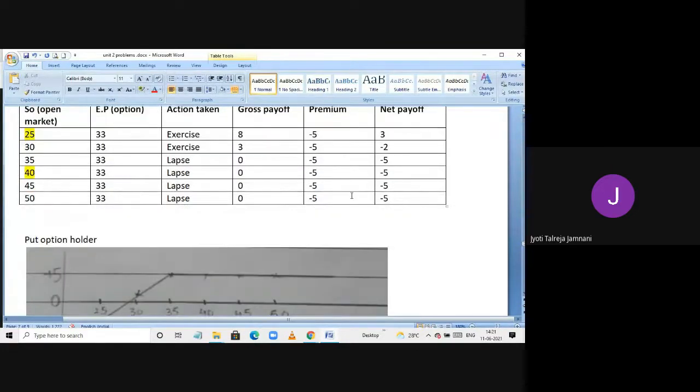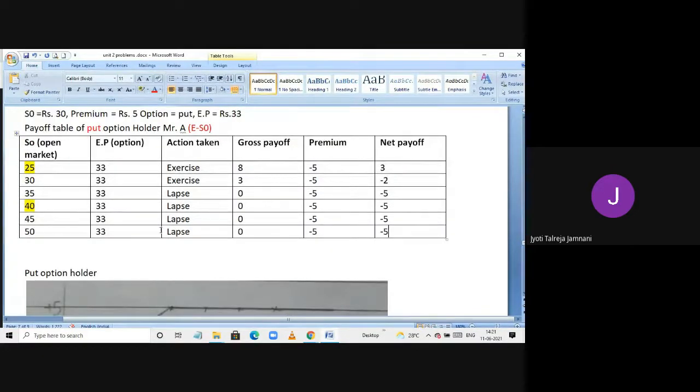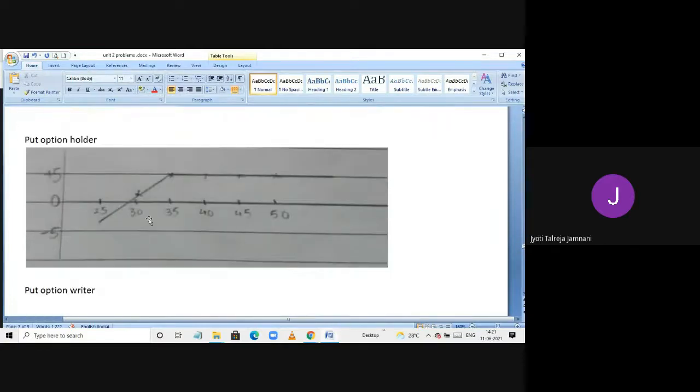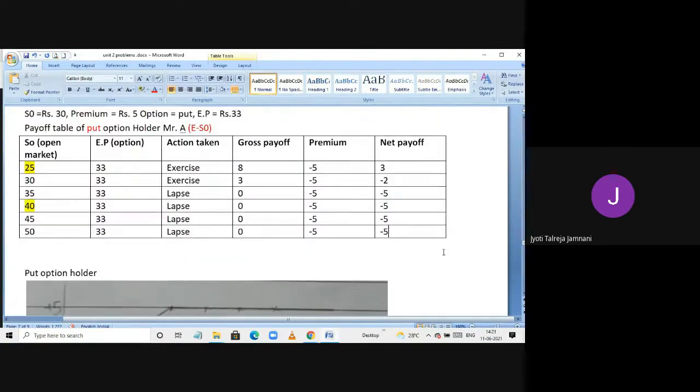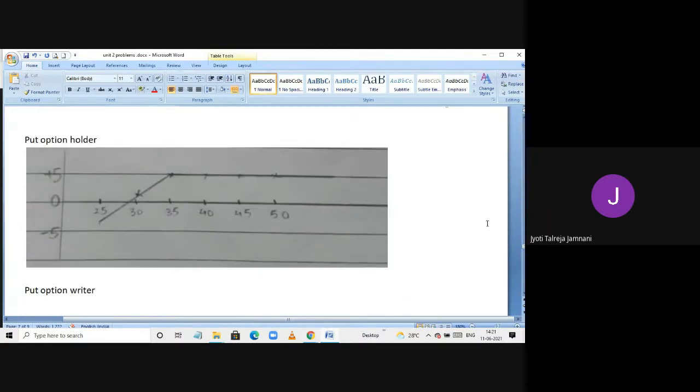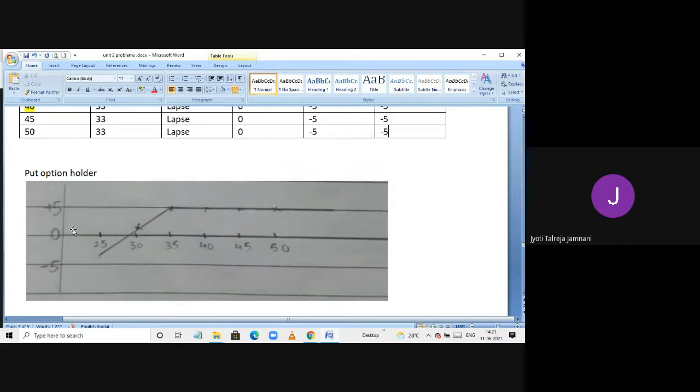Now how does the graph look? We first take these prices, 25 to 50, on the axis. And you can see here the maximum loss is 5 rupees, and the gain is 3 rupees. So if you want, you can also draw. Here it is drawn in a very shortcut way. Plus 5, minus 5, and a small graph has come. But if you want, you can also draw.